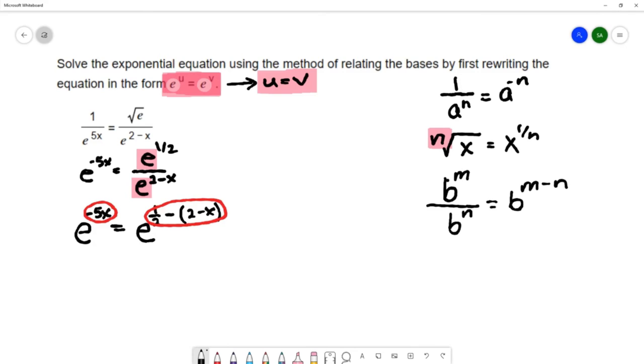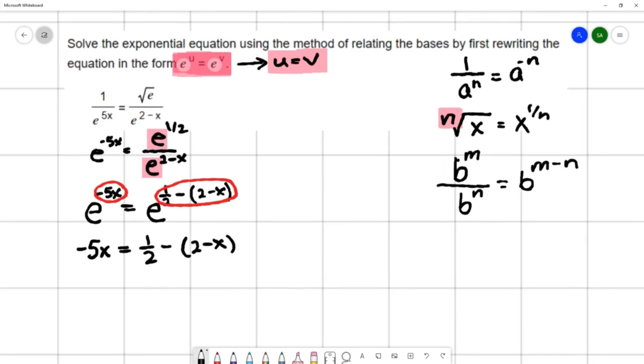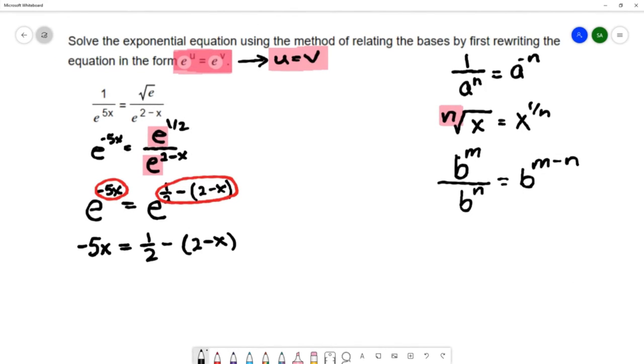So this is using the method of relating the bases, or other sources might call this the one-to-one property of exponents. So we can say that negative 5x is equal to 1/2 minus 2 minus x. And this gives me a much simpler equation to solve now that those exponential expressions are gone. So I'll use the distributive property with this negative. Negative 5x equals 1/2 minus 2 plus x.